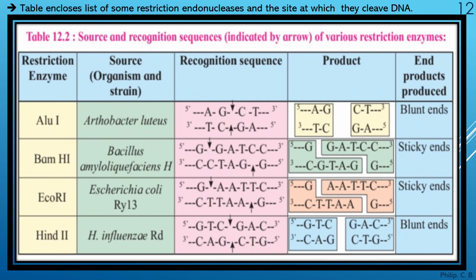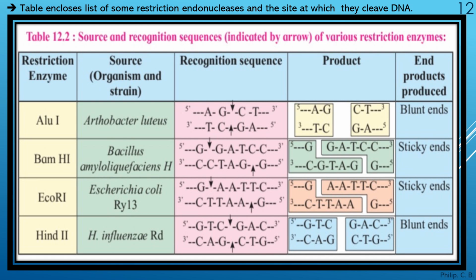Now, again I put up a table which shows a list of restriction endonucleases and the sites at which they cleave, with the source and recognition sequence, indicated by the arrow, of various restriction enzymes. Just in short, I will read out the restriction enzymes first: AluI, BamHI, EcoRI, HindII. All these are nothing but bacteria used as sources of restriction enzymes.